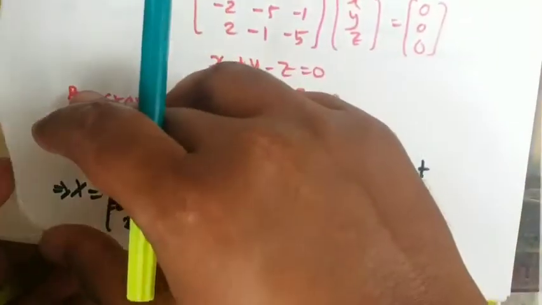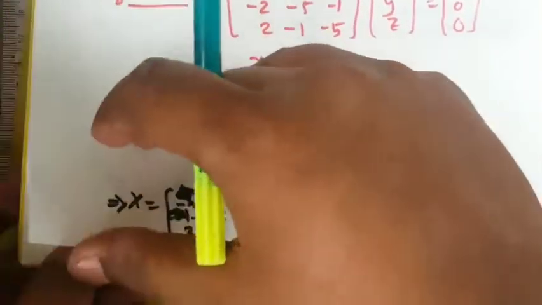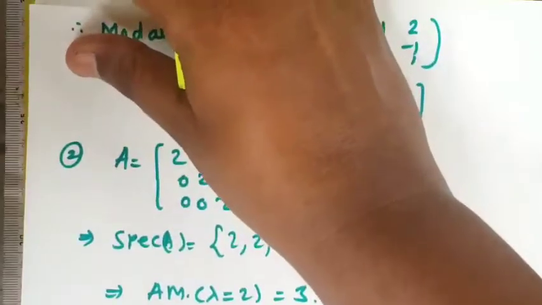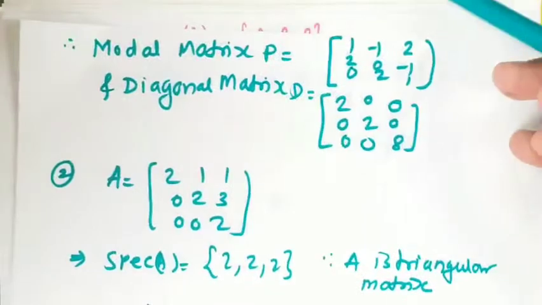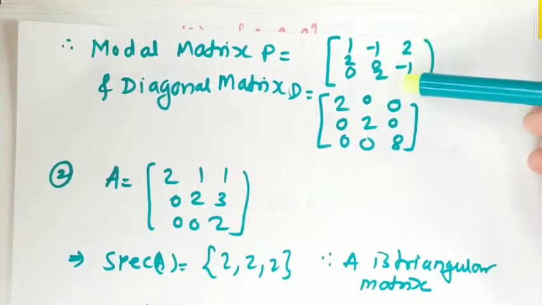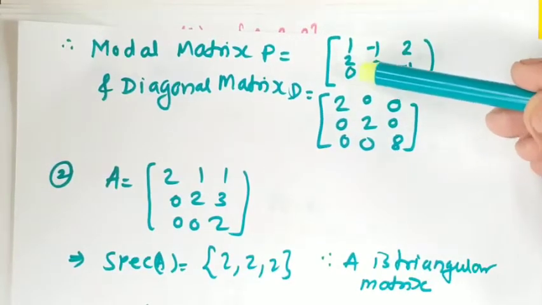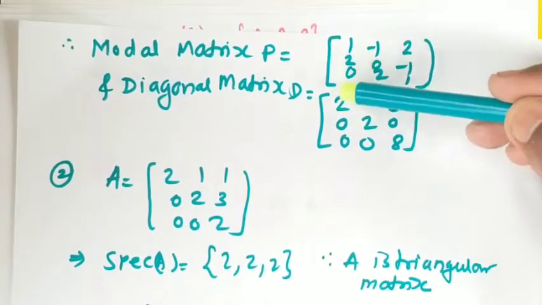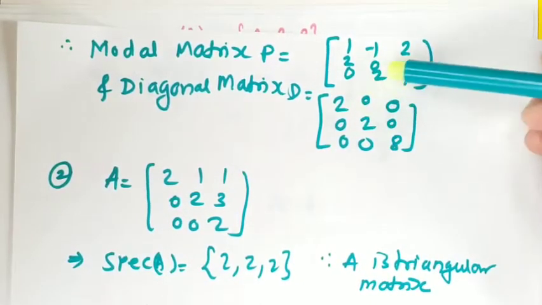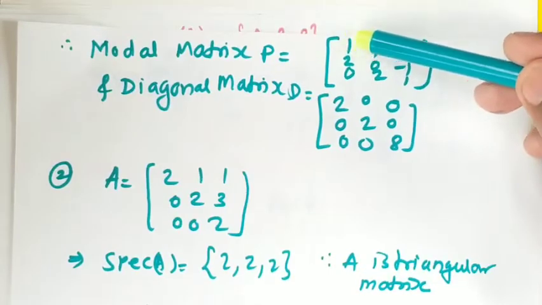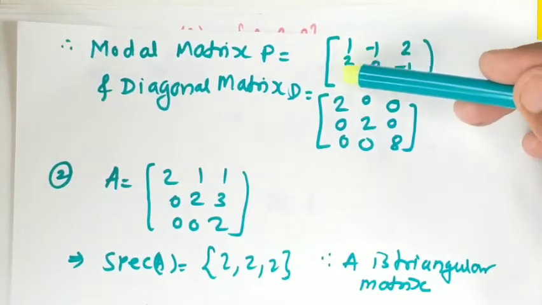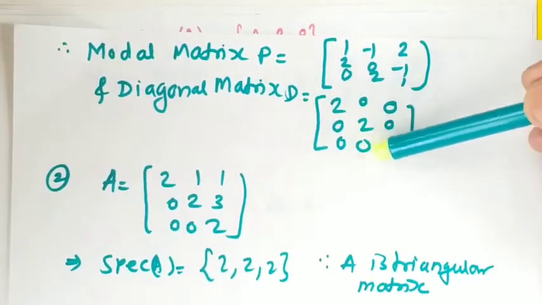Now we have all the three eigenvalues and all the three eigenvectors. So from that we can finally write the modal matrix P and diagonal matrix D. For modal matrix P, the vectors I have listed are 1, 2, 0; minus 1, 0, 2; and the last vector 2, minus 1, 1. The corresponding eigenvalues are 2, 2 for these two vectors, and for this vector the eigenvalue is 8. So in whatever order you have written the eigenvectors in the modal matrix P, in the similar order we write the eigenvalues.